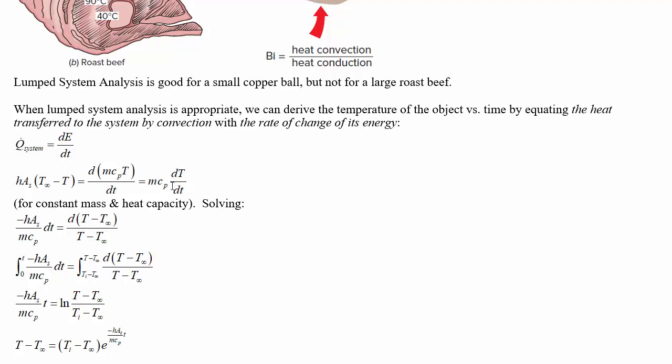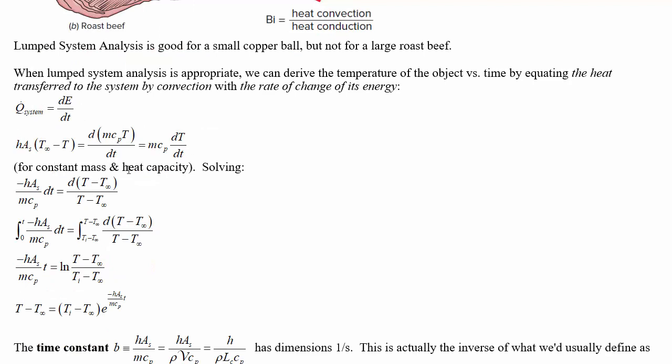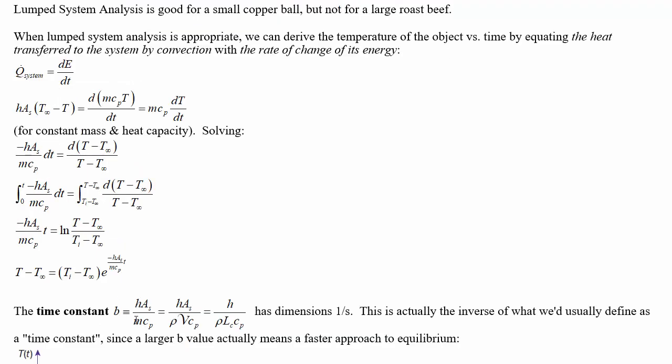This is then a first-order differential equation, which you can solve by separating and integrating to get that the temperature is related to the initial temperature of the object, the free stream temperature of the fluid, and decays from the initial temperature towards the free stream temperature according to an exponential function with a time constant of hA over m c, that is, convection coefficient times surface area divided by the mass times specific heat.